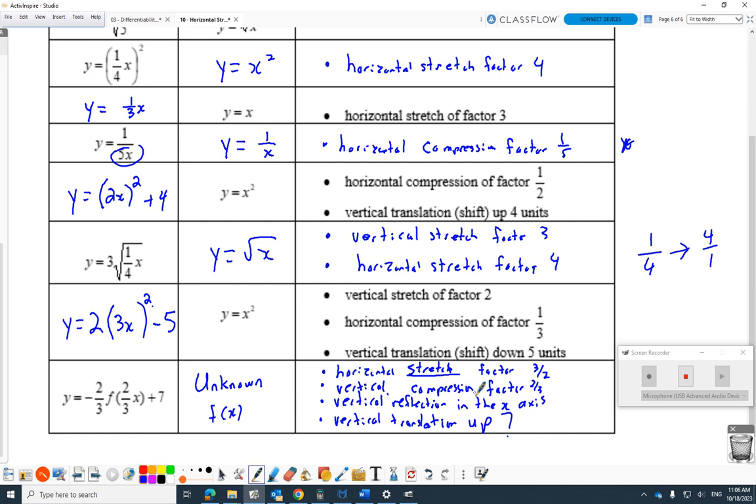Wait, why isn't it y equals x though? What we're saying is some function is going on here. Maybe the function is root x. Maybe it's 1 over x. Maybe it's x squared. Maybe it's sine x. Maybe it's cosine x. I don't know. So in a question like this, they're saying, don't worry about what the function is. Just tell me about the transformations you see.